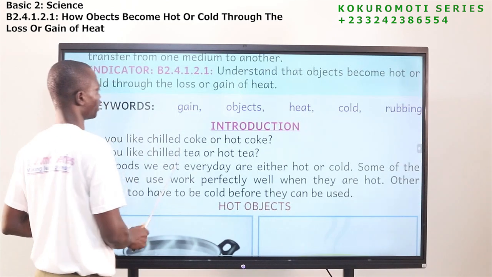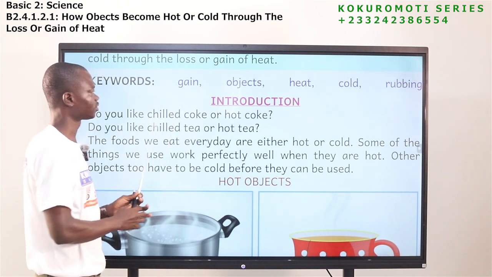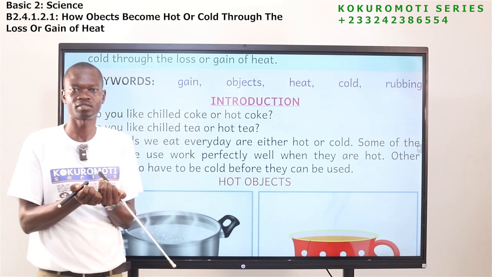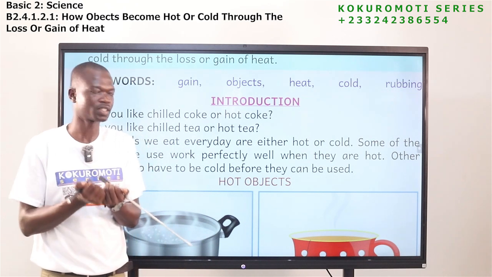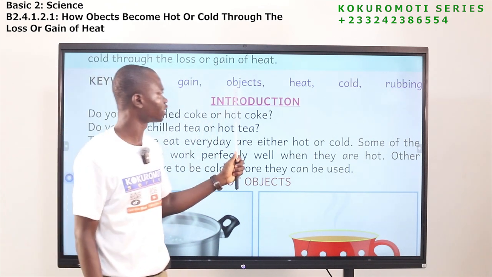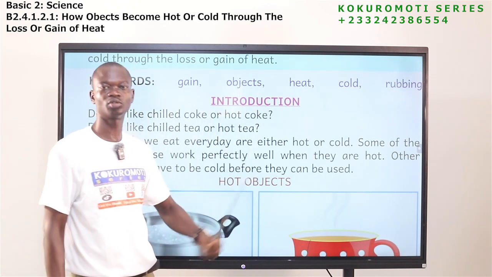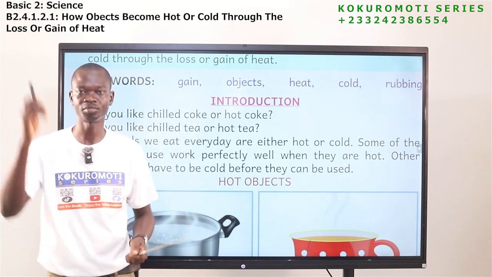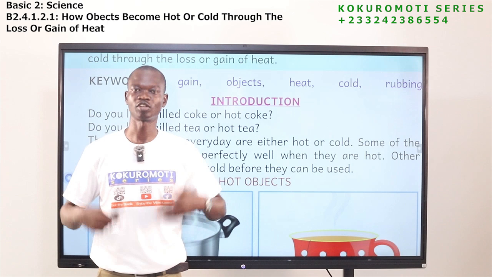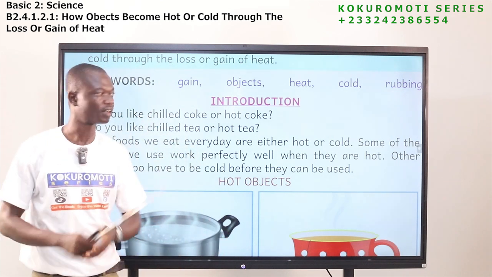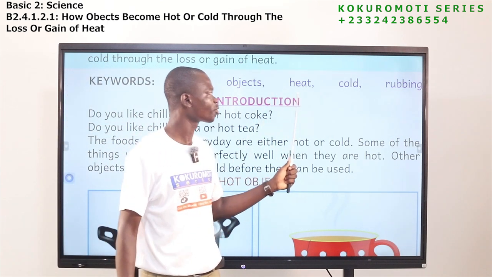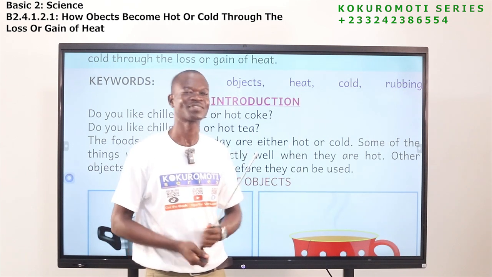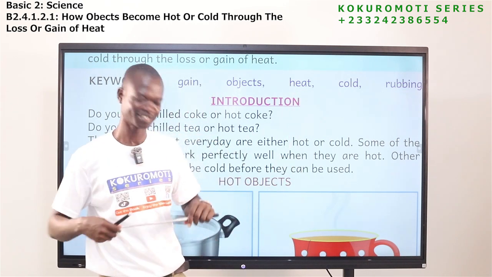Now let's look at the keywords. The first one is gain. To gain something means to receive something. The next one is objects. So all the things that you see around, they are objects. This is an object. Even your phone is an object. Heat. All of you, heat.